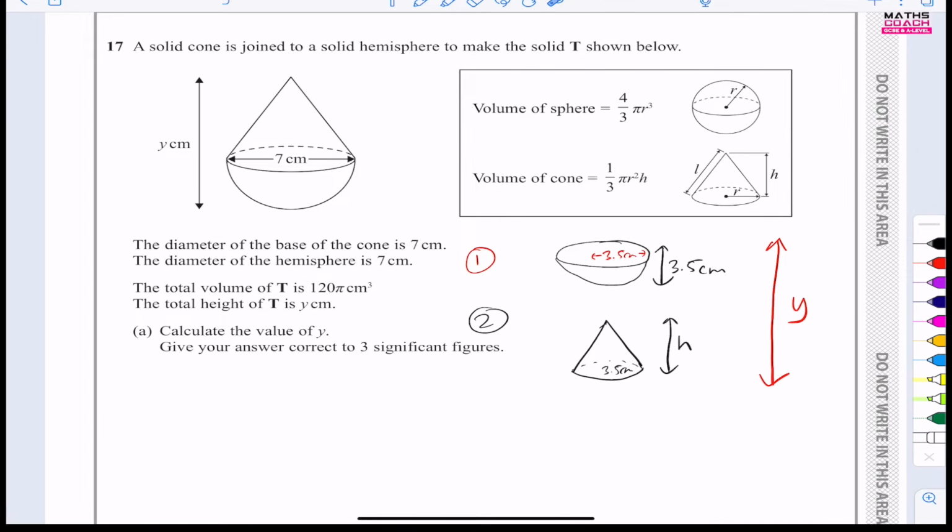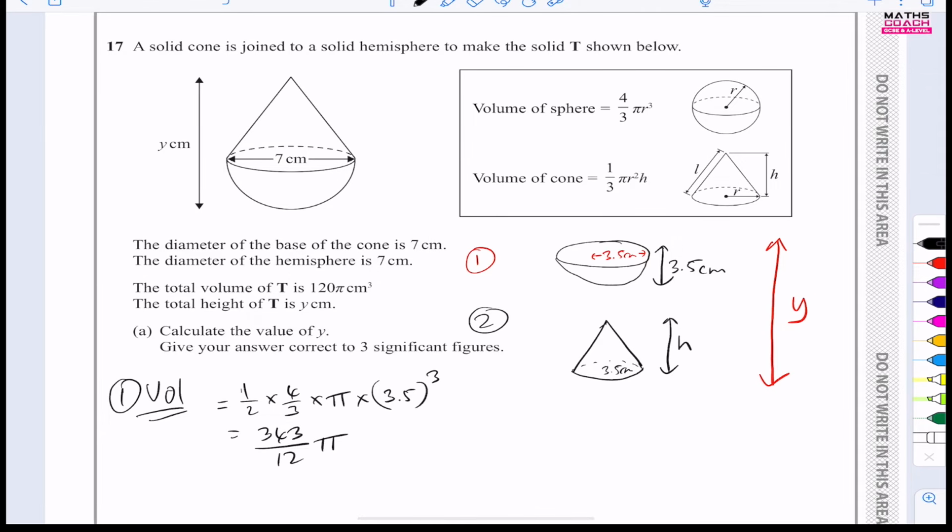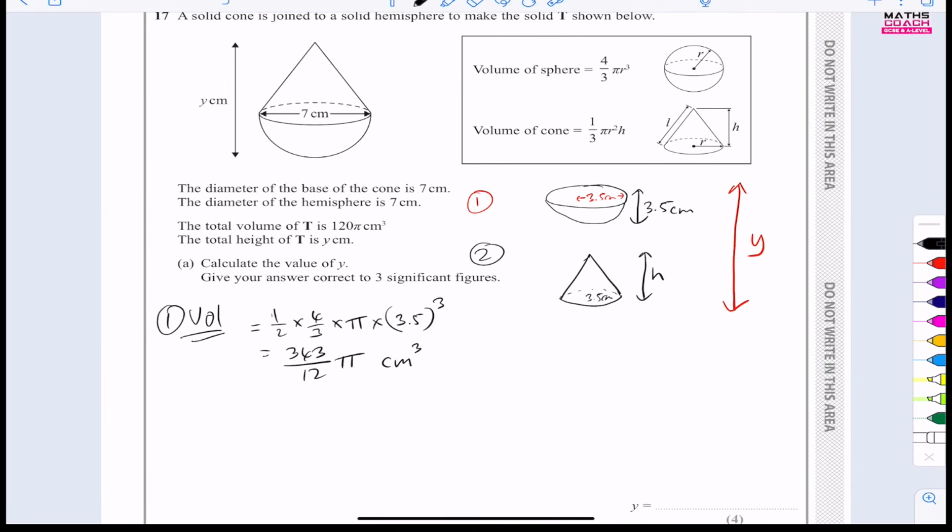So let's go ahead now and calculate the volume of number 1, which is the hemisphere. Like I said before, we're going to use this formula, but we're going to divide it by 2 or times it by half, because it's not the full sphere that we want. So half times 4 over 3 times pi times the radius, which is 3.5, and we cube it. If you calculate that on your calculator, leaving it in terms of pi, you get 343 over 12 pi centimeter cubed. So that's the volume of your hemisphere.